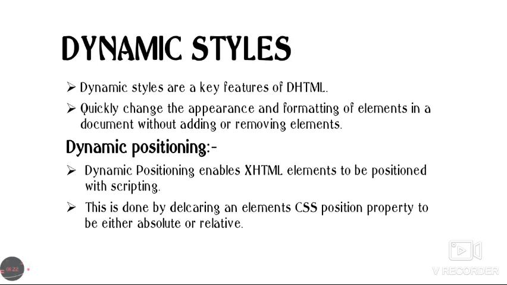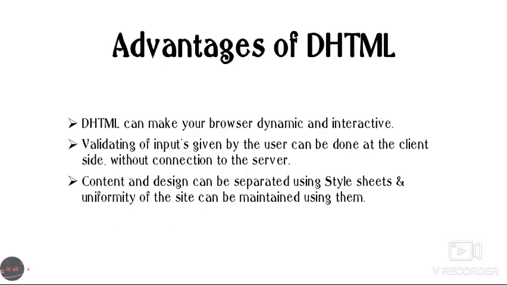Dynamic positioning. Dynamic positioning enables XHTML elements to be positioned with scripting, like JavaScript or VBScript, by writing the script language. This is done by declaring an element's CSS position property to be either absolute or relative.